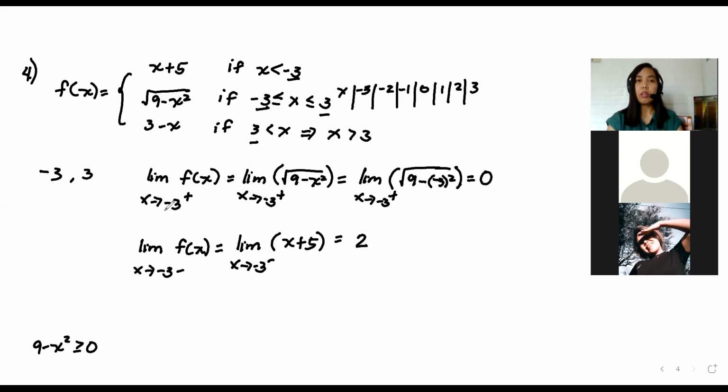The limit of f of x as x approaches negative 3 from the right exists. The limit of f of x as x approaches negative 3 from the left also exists, but they are not equal. Okay? So therefore, the limit of f of x as x approaches negative 3 does not exist.